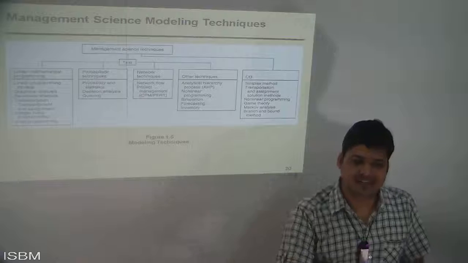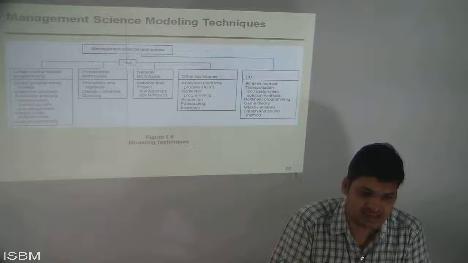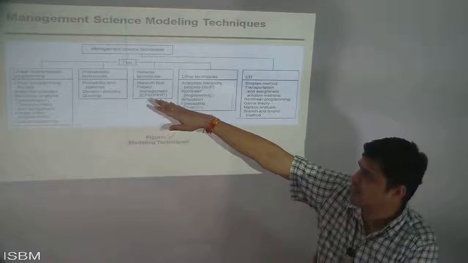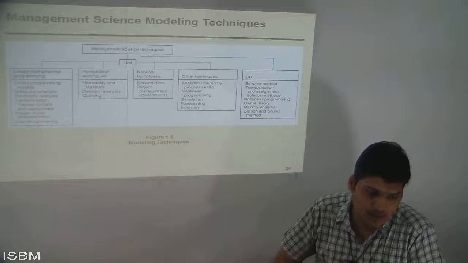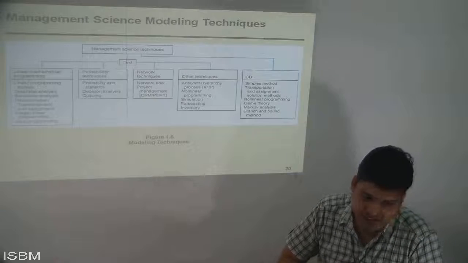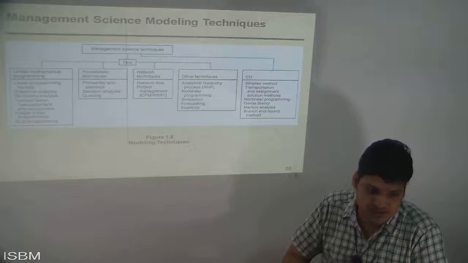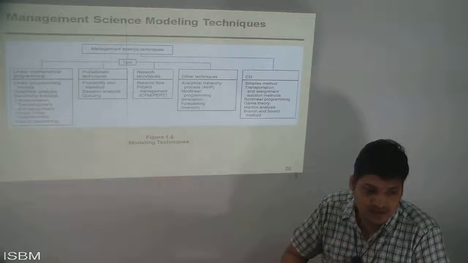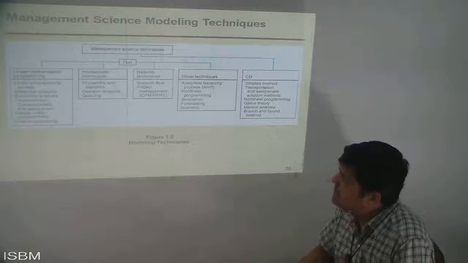So what exactly is the management science technique? We have seen linear mathematical programming, the linear programming model, graphical analysis. We have done sensitivity analysis, transportation, and the assignment problem. Transshipment is not there. We have done integer linear programming, and goal programming is not there. These things we have done.